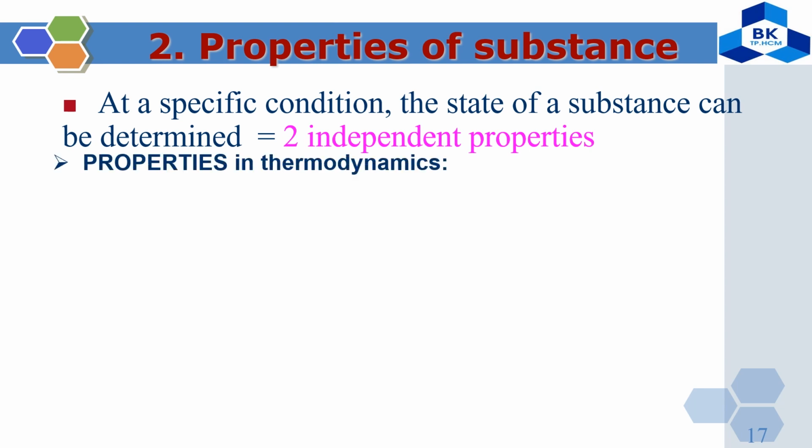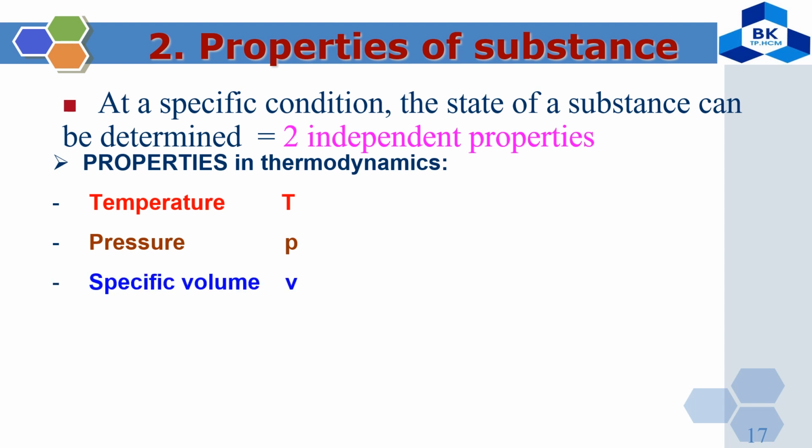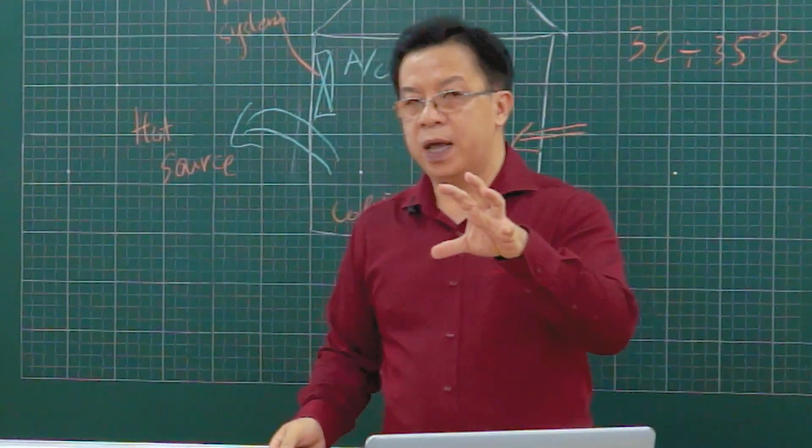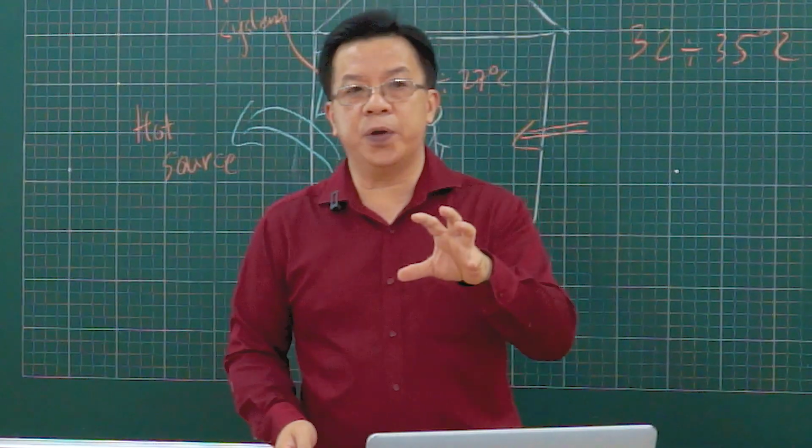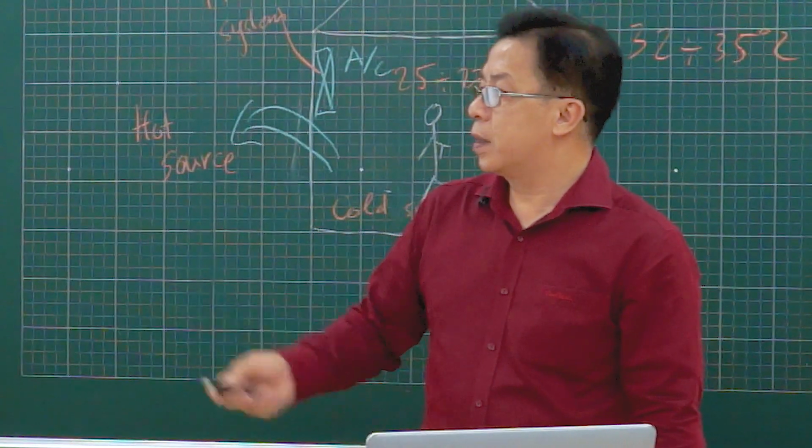The properties in thermodynamics, we have different properties. The first one is temperature. You know about temperature, right? Pressure, okay? Pressure, you know. Temperature is denoted by T, pressure by P. For specific volume, we use the small v. Remember the small v, not the capital V. The capital V is the volume, and the volume itself is not a property. Only specific volume is a property.